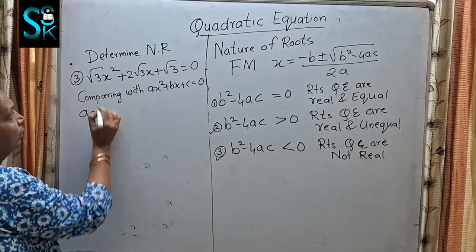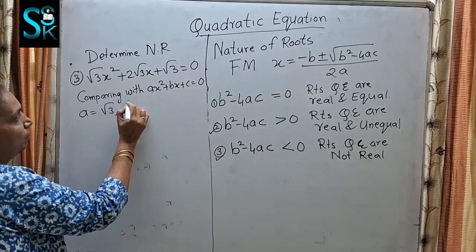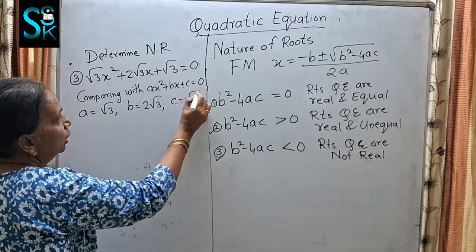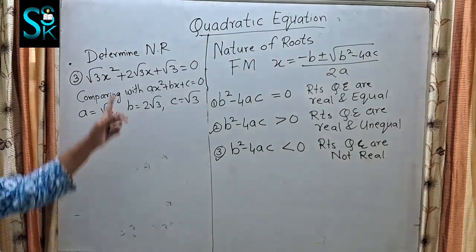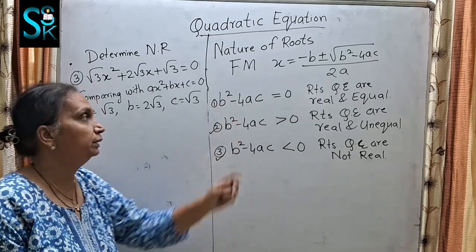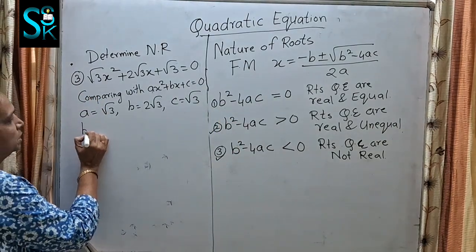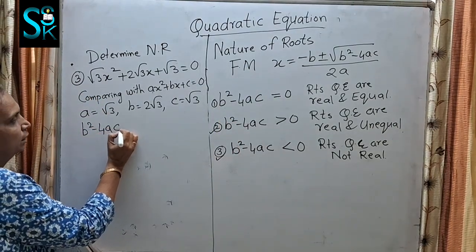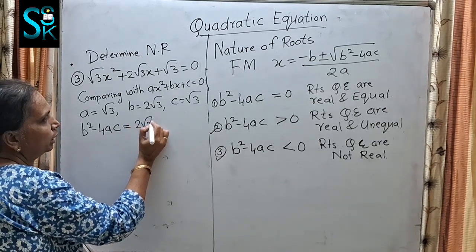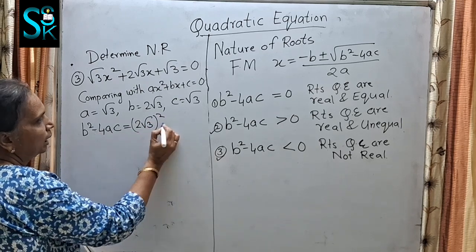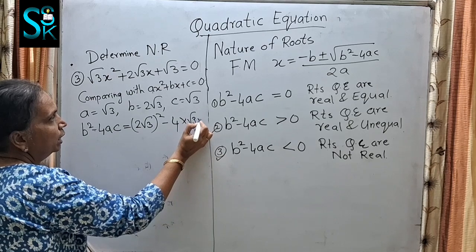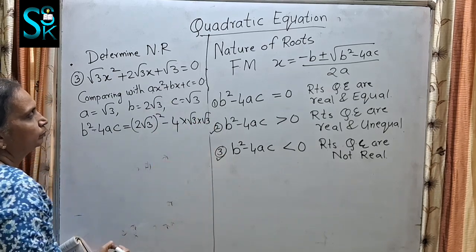What's the value of a? Root 3. What's the value of b? 2 root 3. What's the value of c? Root 3. To determine the nature of root, what is required? To find out b square minus 4ac. So what are you going to find out? B square minus 4ac. You are just going to substitute the values. B is nothing but 2 root 3 the whole square minus 4 into a is root 3 into root 3.